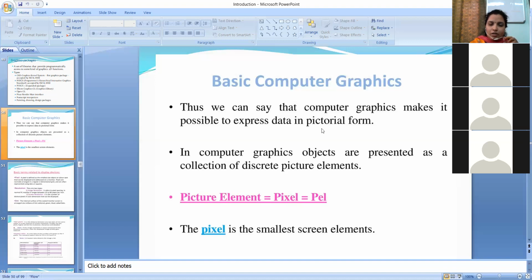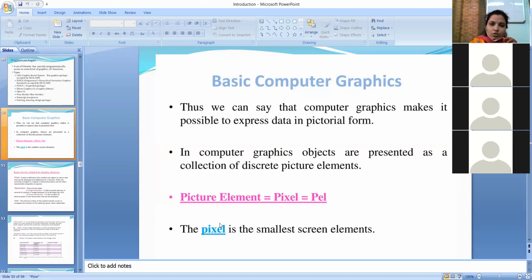Now we are going to start with the basic terminologies in computer graphics. So the first basic element of computer graphics is called a pixel. A pixel is nothing but a point, or the smallest screen element.